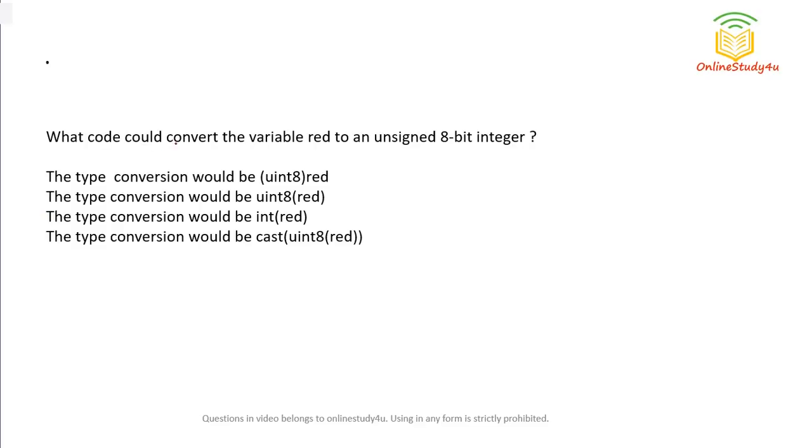What code could convert the variable read to an unsigned 8-bit integer? So here the correct answer will be option B. The type conversion would be uint8 read. So this particular code we can use for the conversion of variable read to an unsigned 8-bit integer.